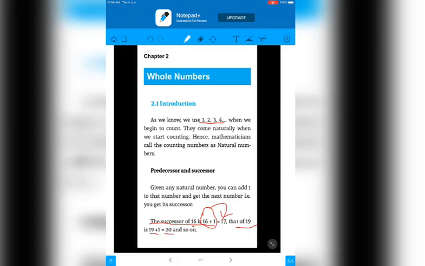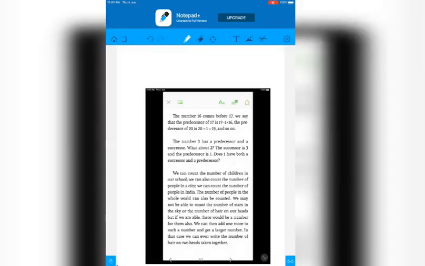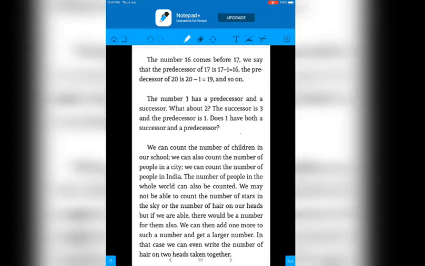Now let's come to the predecessor. What is a predecessor? The number 16 comes before 17. So we can say the predecessor of 17 is 17 minus 1, that is 16. So how do we get the predecessor of any number? By subtracting 1 from it. For example, the predecessor of 20 is 20 minus 1, that is 19. So 19 is the predecessor of 20. I hope that you understand.